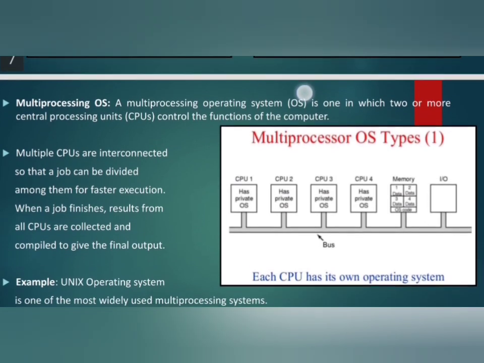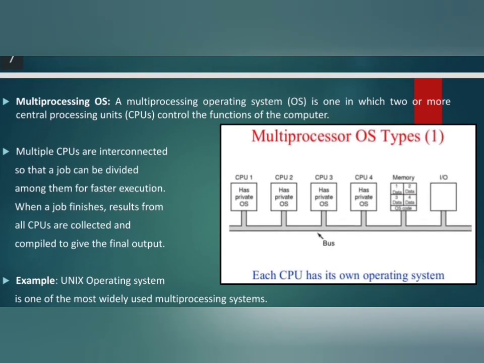So next we move to the multiprocessing operating system. In a multiprocessing operating system, as the name says, multiple processings are possible. So it is one which has two or more central processing units. That means it has more than one CPU to control the function of the computer. Multiple CPUs are interconnected so that a job can be divided among them for faster execution. When a job finishes, results from all CPUs are collected and compiled to give the final output.